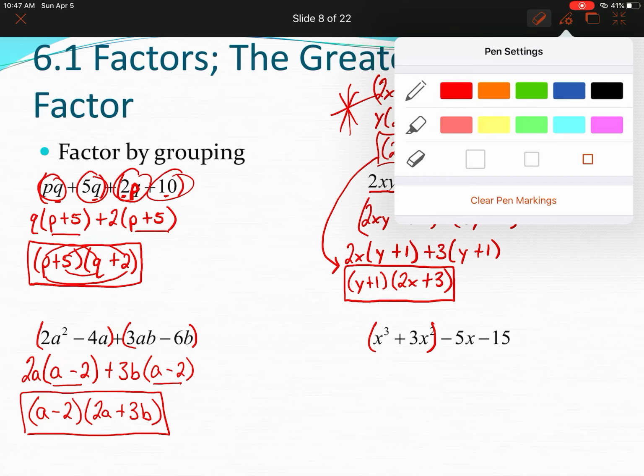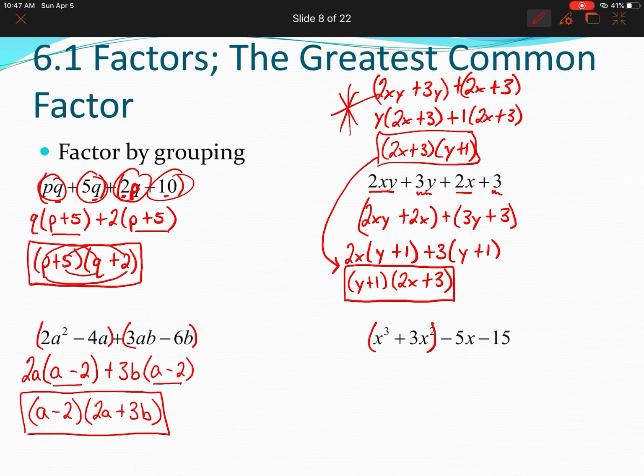So here's what I'm going to suggest you do. Make this plus a negative and group the negative inside the parentheses, because that negative only applies to the 5x, not to the negative 15. You don't want to put the negative on the outside where you distribute, but you also don't want to not have a sign there either. So be careful when you're putting your parentheses around this one.